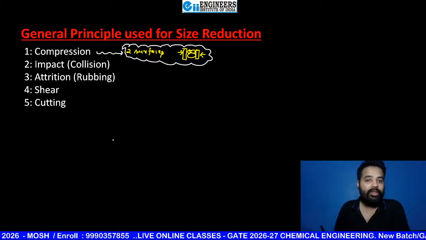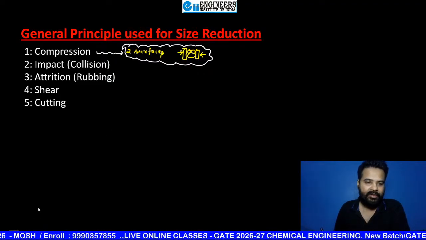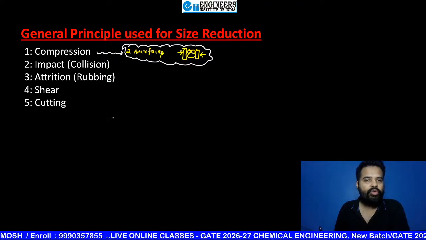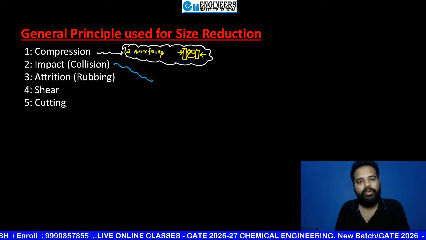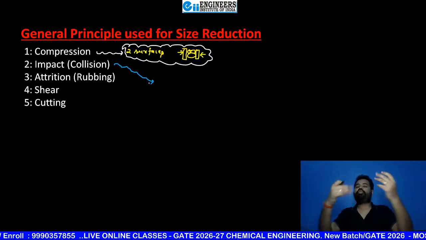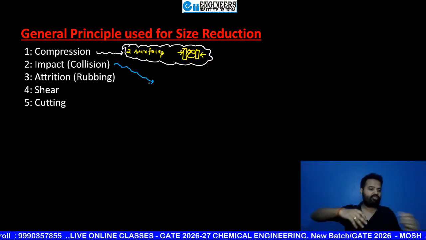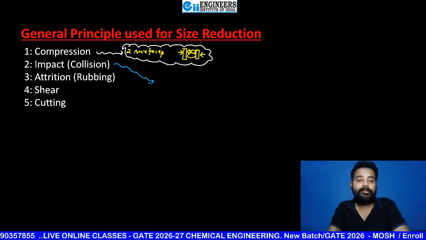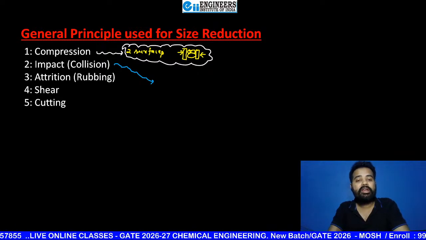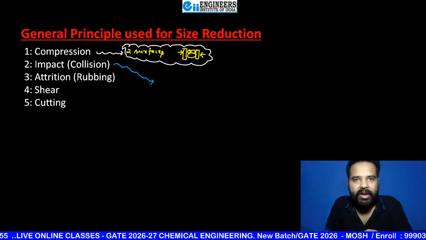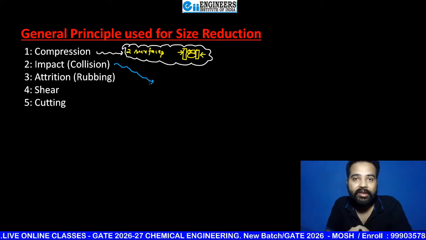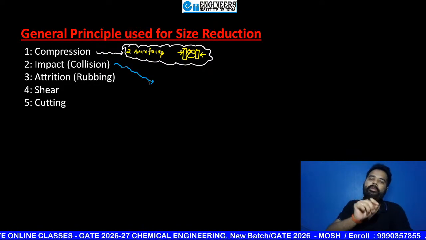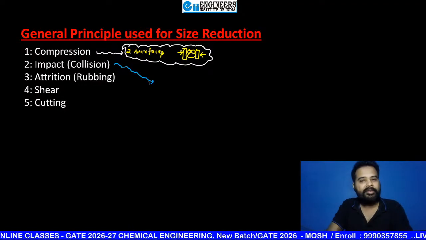The next one is impact, and in brackets you can see written collision. Collision, you know, things colliding. So this is impact. Whenever you see that in any given equipment there is a collision present, then you will write that this equipment works on the principle of impact.